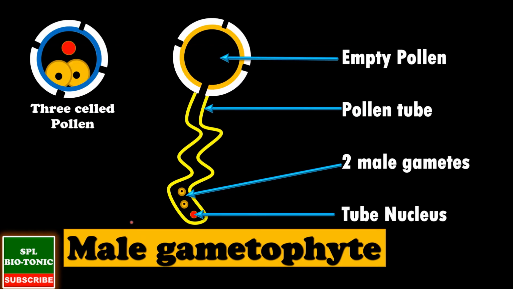To understand double fertilization process in angiosperm, we must know the structure of male gametophyte. So on the screen, we can see the structure of male gametophyte. It mainly consists of empty pollen tube, two male gametes and tube nucleus.